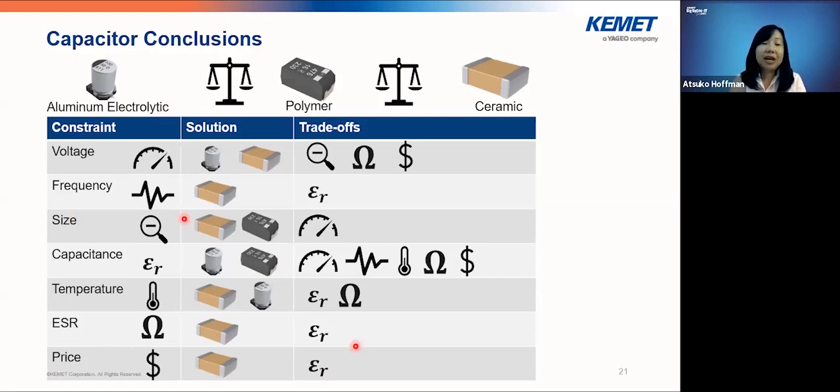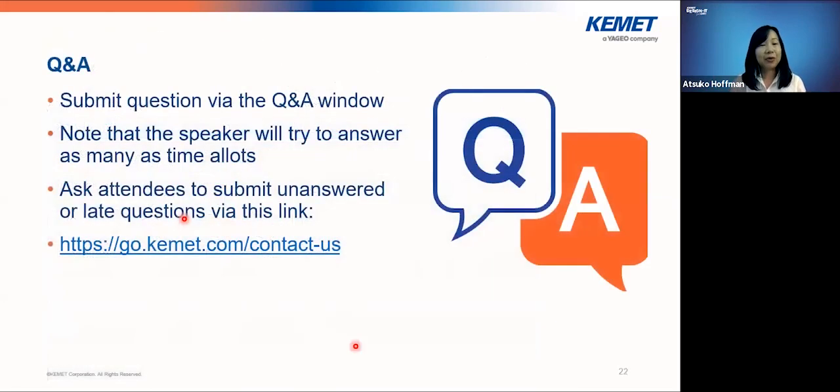So the takeaway from this presentation is that there are different passive component technologies available for DC to DC converters, but it's important to know what the pros, the benefits, and the trade-offs are. And then you can optimize your DC-DC converter design that way. And that will conclude my presentation.